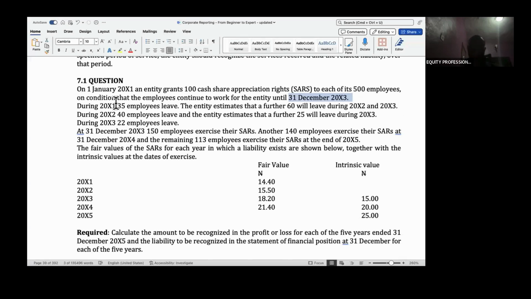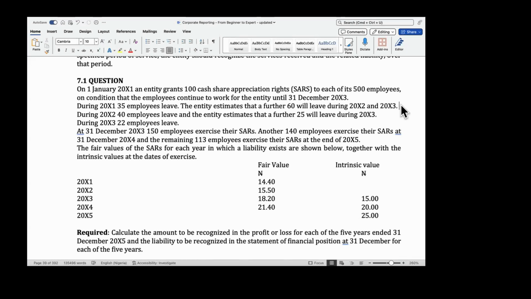We are told that during 2001, 35 employees leave, and the entity estimates that a further 60 will leave during 2002 and 2003. I hope you guys are not sleeping already. So, how many employees will vest? Based on 465, how many?